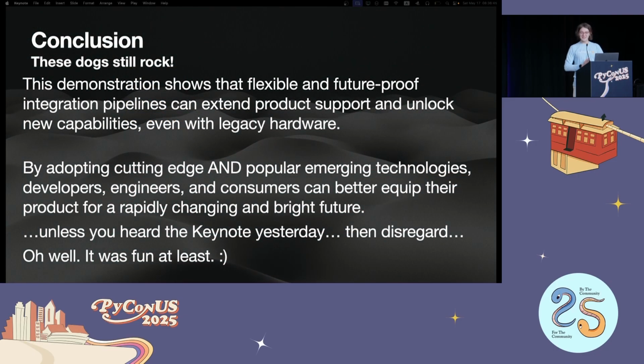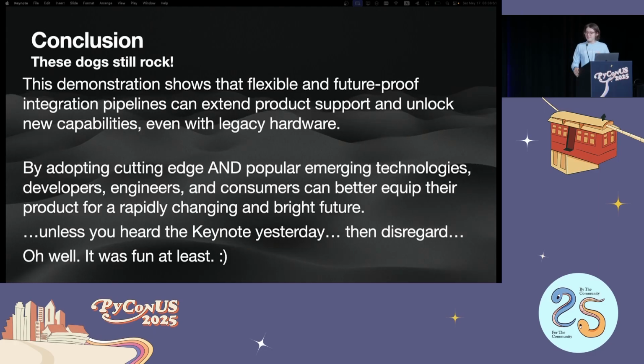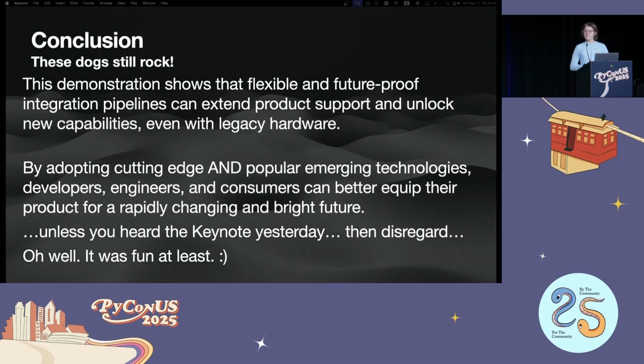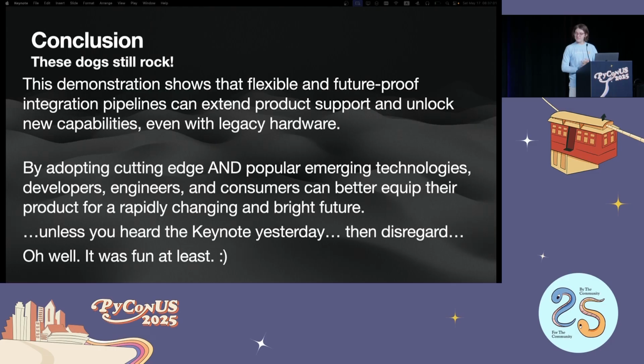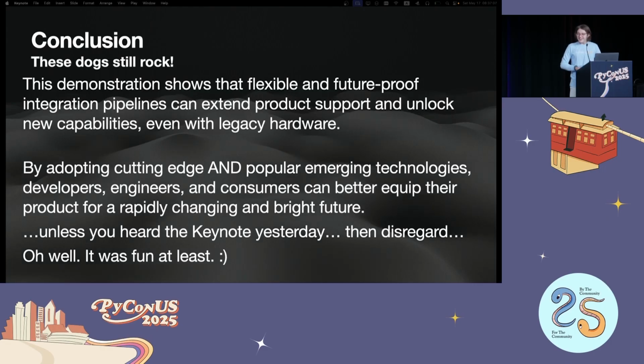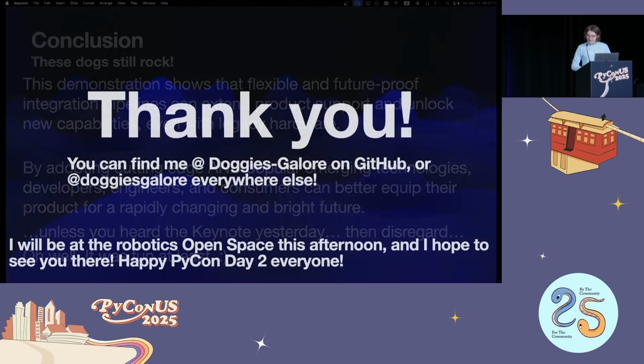This demonstration basically shows how we can use flexible technologies, including Wi-Fi in this case, to really extend support for legacy hardware. And by adopting cutting-edge and popular emerging technologies, developers, engineers, and consumers can equip their products for a rapidly changing and bright future. I mean, unless you heard the keynote yesterday. But it was fun. So yeah, thanks.